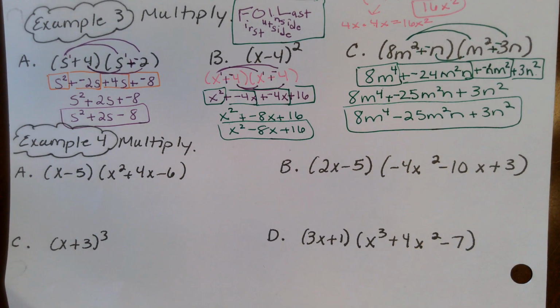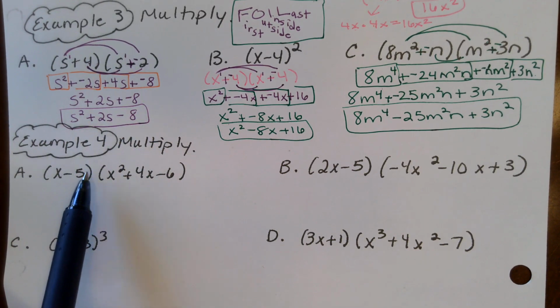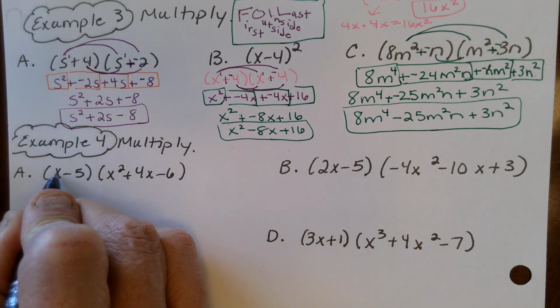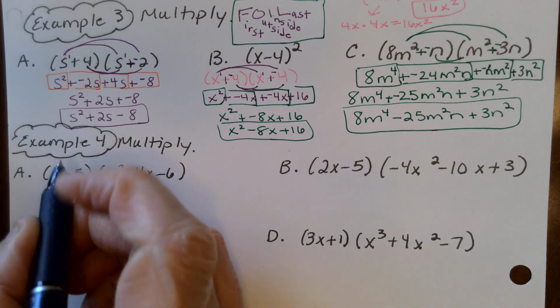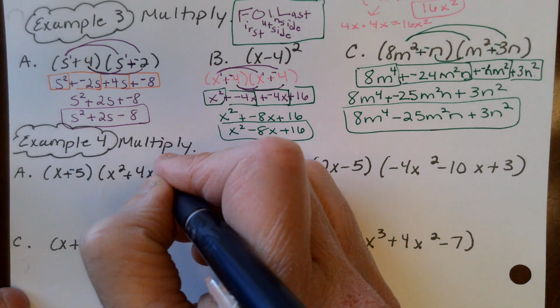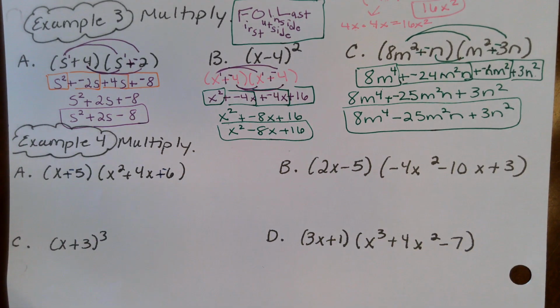The idea is the same as FOIL, but we can't use FOIL because FOIL is only when there's the 2 by 2. This is 2 by 3. But the thought is the same. You're taking the x and you're multiplying it by all three things here. Then you're going to take the -5, let me change that one too, and multiply that by all three things here.